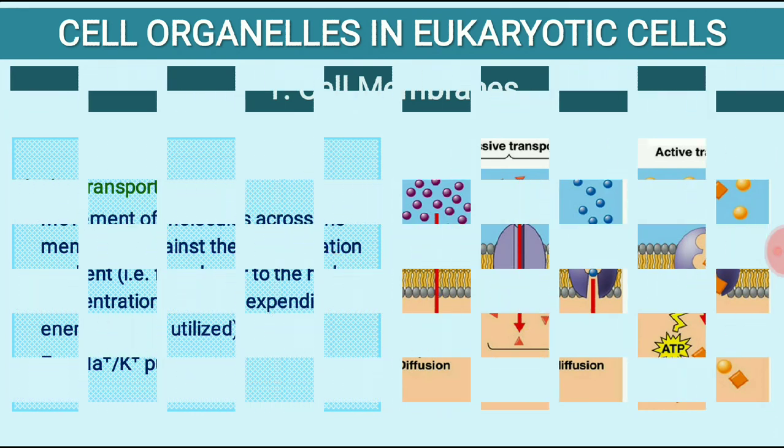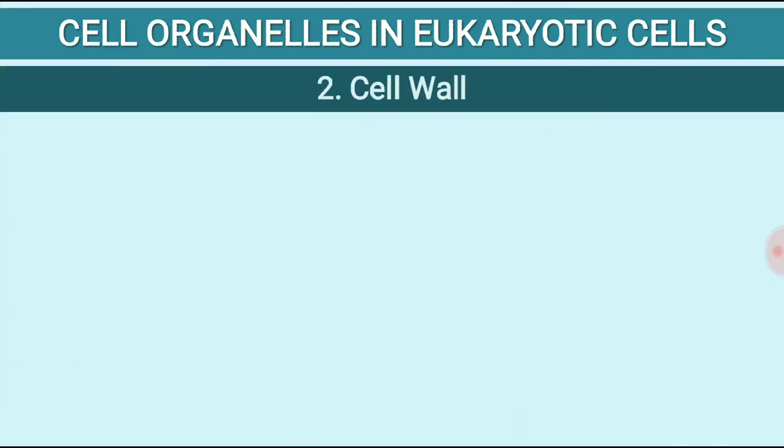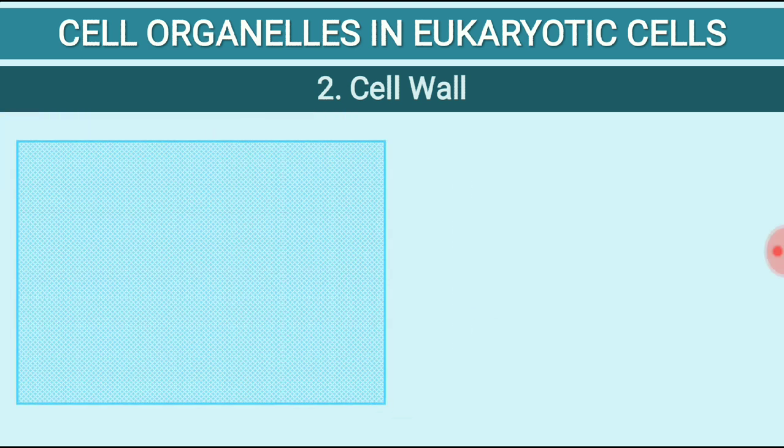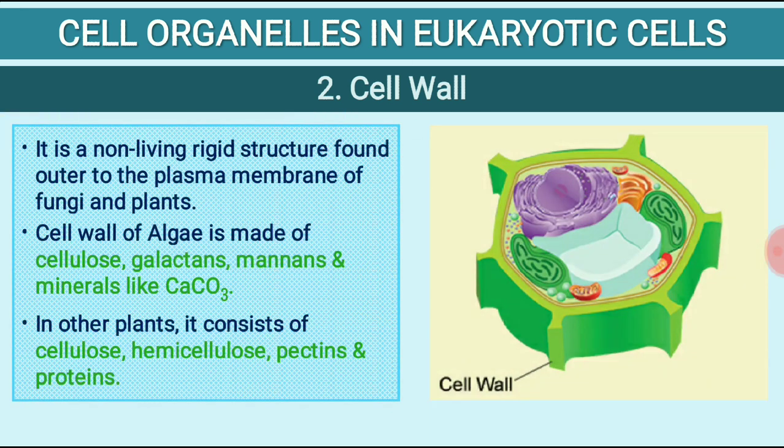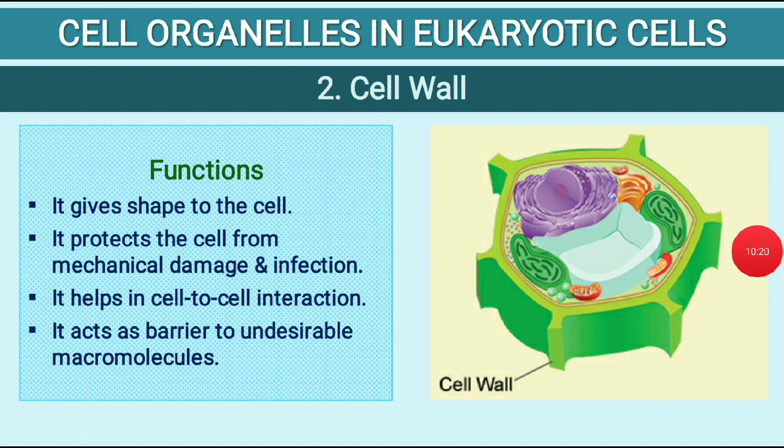8.5.2 Cell wall. As you may recall, a non-living rigid structure called the cell wall forms an outer covering for the plasma membrane of fungi and plants. Cell wall not only gives shape to the cell and protects the cell from mechanical damage and infection, it also helps in cell-to-cell interaction and provides barrier to undesirable macromolecules.